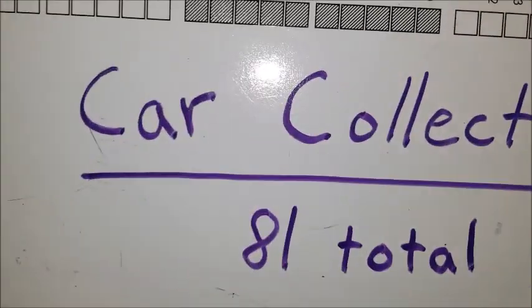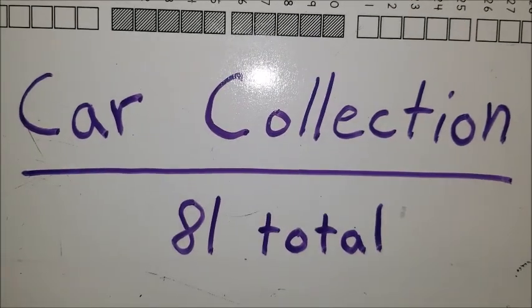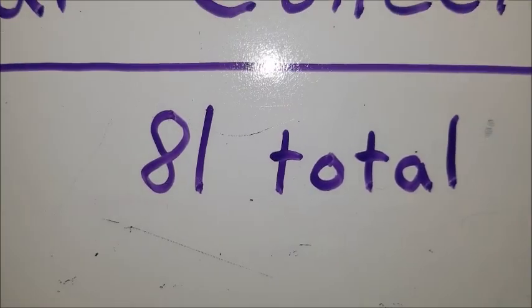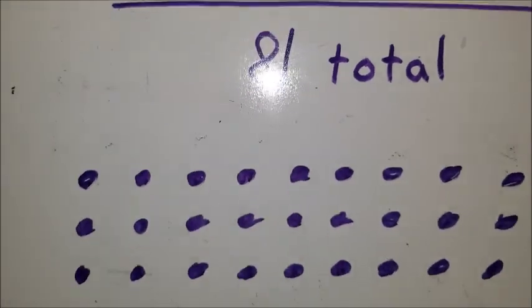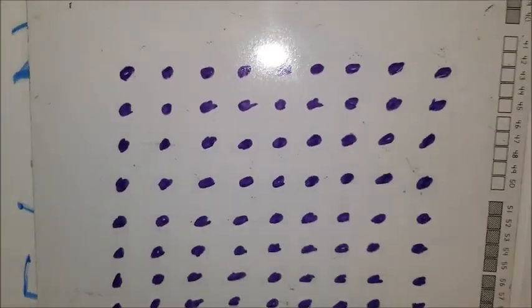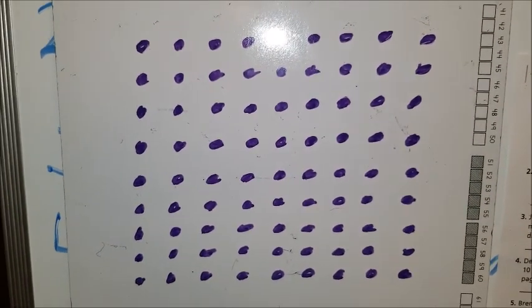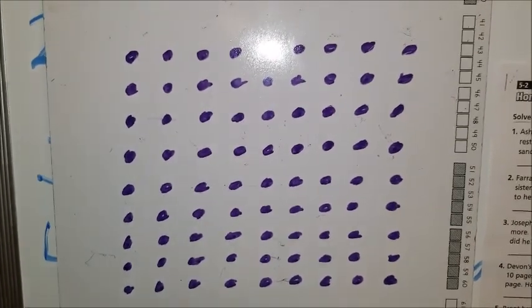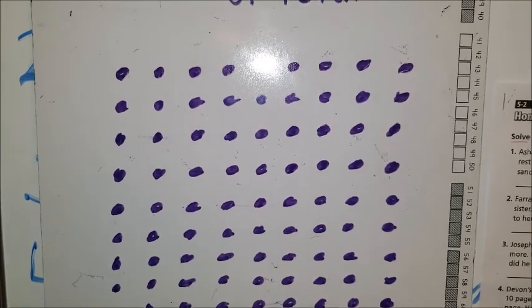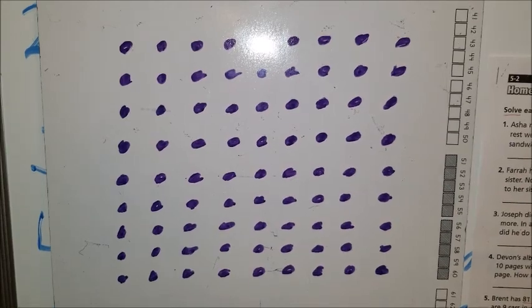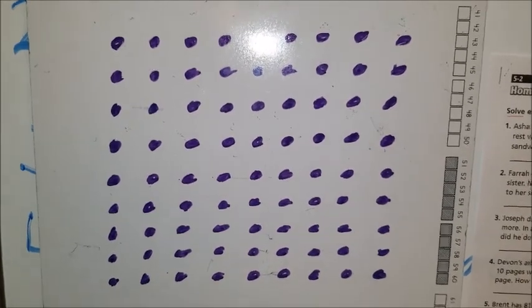There you go. Car collection, 81 total. Let's draw our 81 cars. Or let's just make dots to represent the cars. There's our picture. Now we know that there's 9 cars in each box, and they want us to tell them how many boxes there are. Well, let's take a look here.